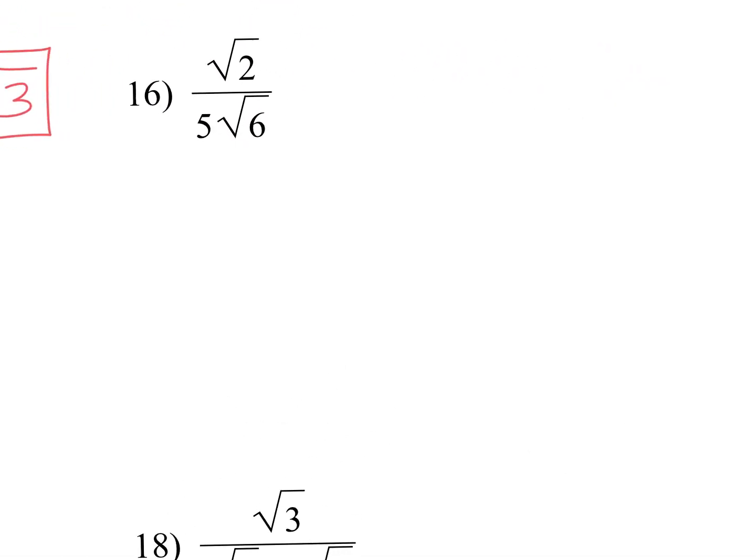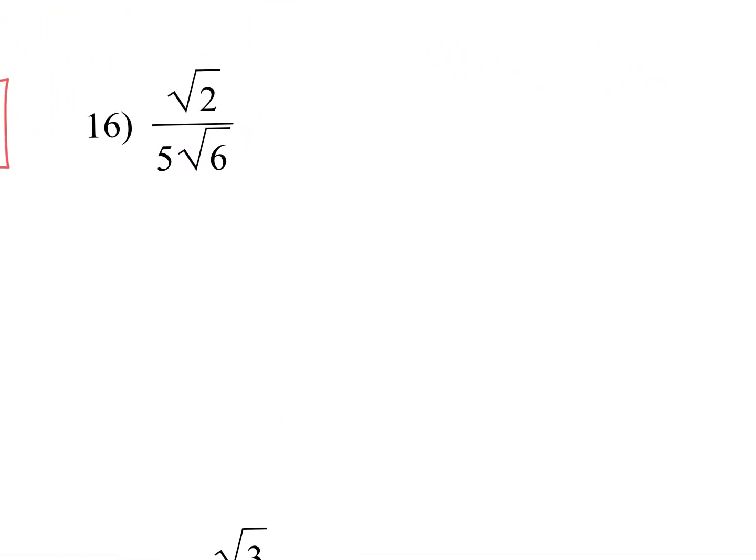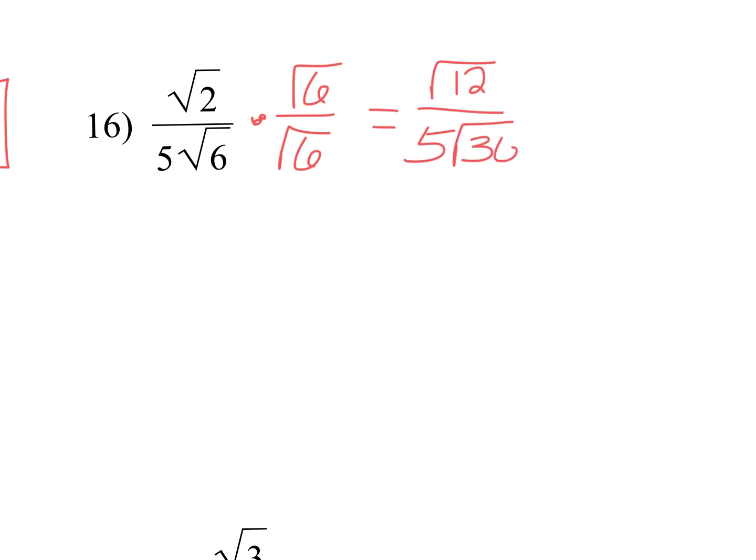Number 16. What's wrong with it? Square root on the bottom. What do I do with it? Multiply it by itself on the top and the bottom. Now just multiply straight across. What do I get on the top? Square root of 12, good. What do I get on the bottom? 5 times the square root of 36, good.